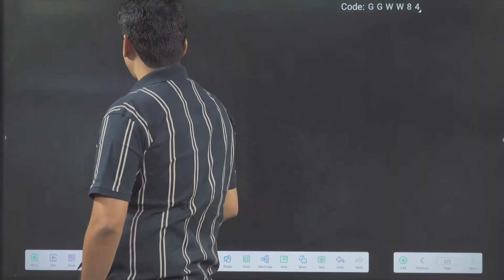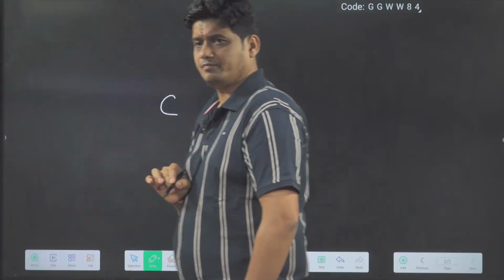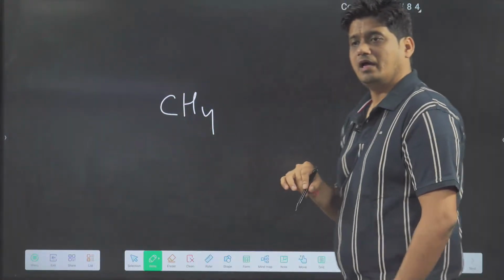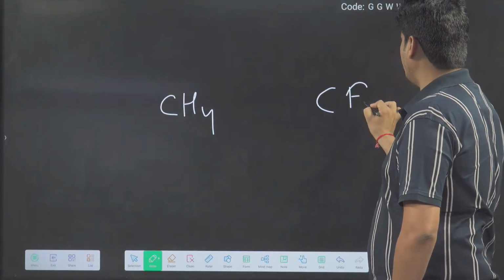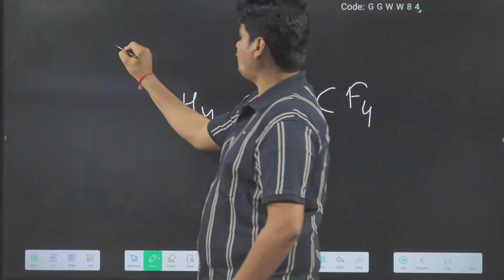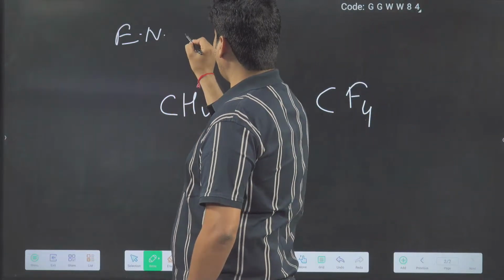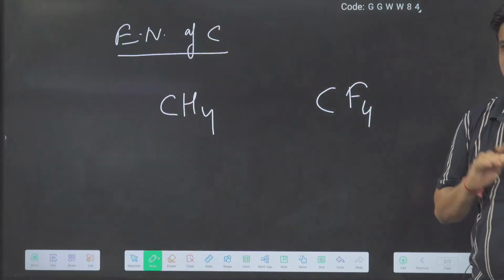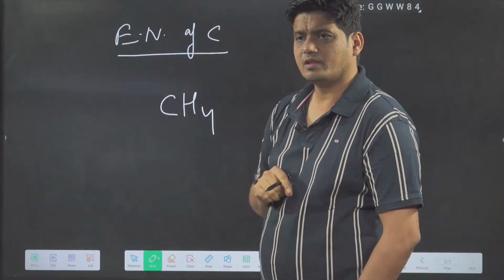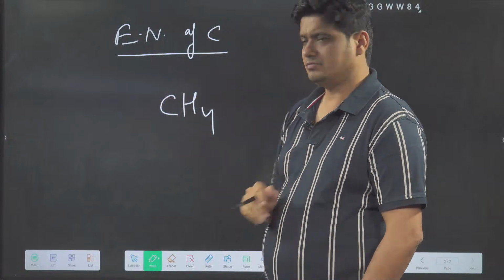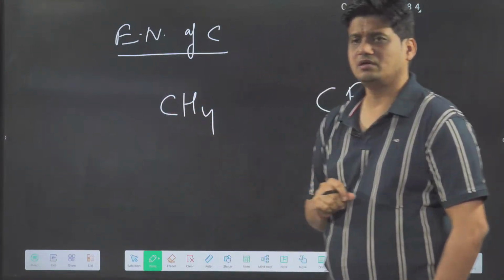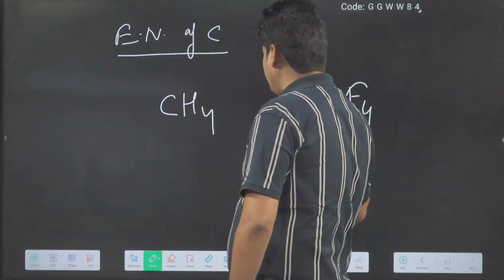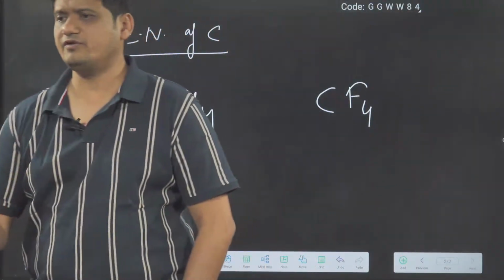Electronegativity of carbon in CH4 molecule and in CF4 molecule, are they same or different? In both cases it is sp3 carbon. So EN values of carbon in CH4 and CF4, are they same or are they different?